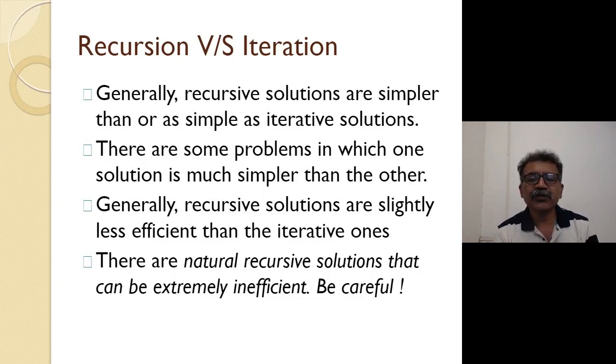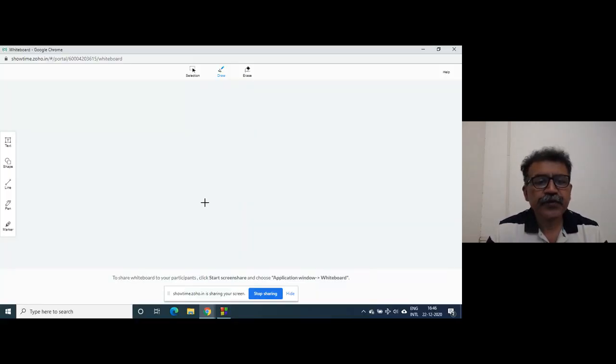Generally, recursive solutions are as simple as iterative solutions. Many recursive solutions are simpler to write, right? There are some problems in which one solution is much simpler than the other. That is sure. Generally, recursive solutions are slightly less efficient than the iterative ones. Yes. What is the reason? The reason is that there are two ways, right? One is iterative.